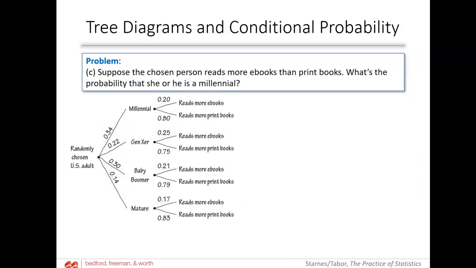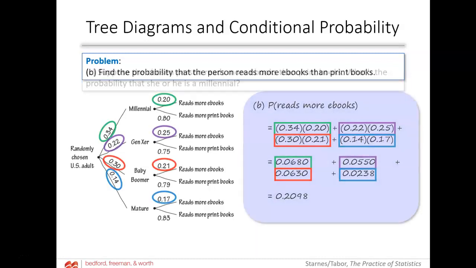All right, same tree diagram. Suppose the person chosen reads more ebooks than print books. What's the probability that he or she is a millennial? Now, remember, we just calculated the probability that they read more ebooks, didn't we? We just found that to be the 0.2098.